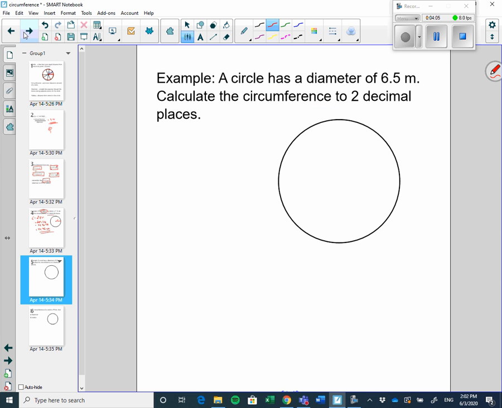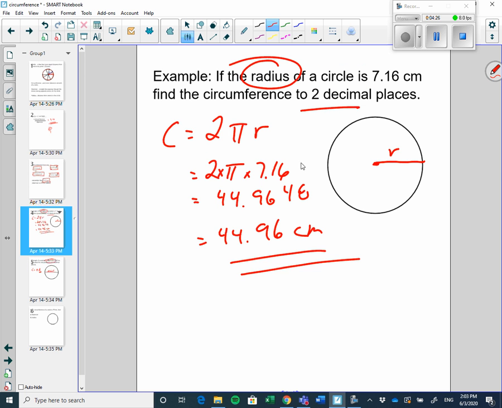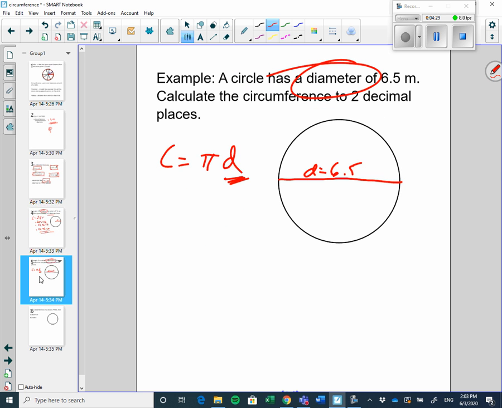Okay, let's move on here to the second example. Here we have a circle with a diameter of 6.5. Calculate the circumference to 2 decimal places. So now we're talking about the total distance across, the diameter of 6.5. So now the correct formula is pi times d, because we need the formula with diameter. Last time, the last question, we had an r in it because we had the radius. Okay, so it's going to be pi, 3.14, times the diameter, 6.5. If you calculate it, 3.14 times 6.5, 20.41. And there's no rounding at all, it just stays at that. 20.41 centimeters.